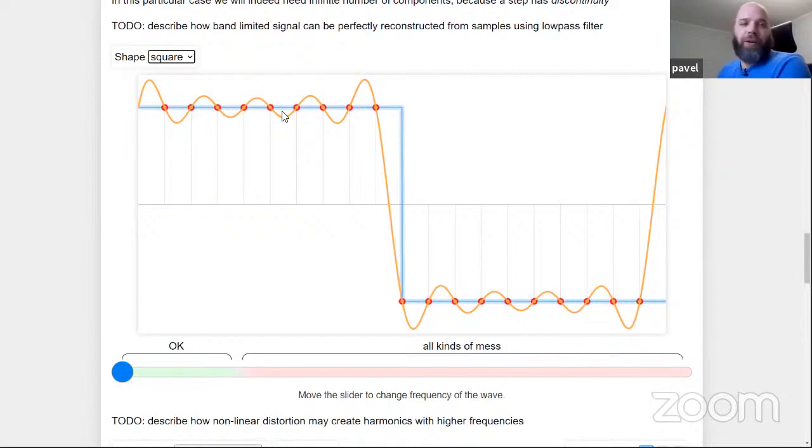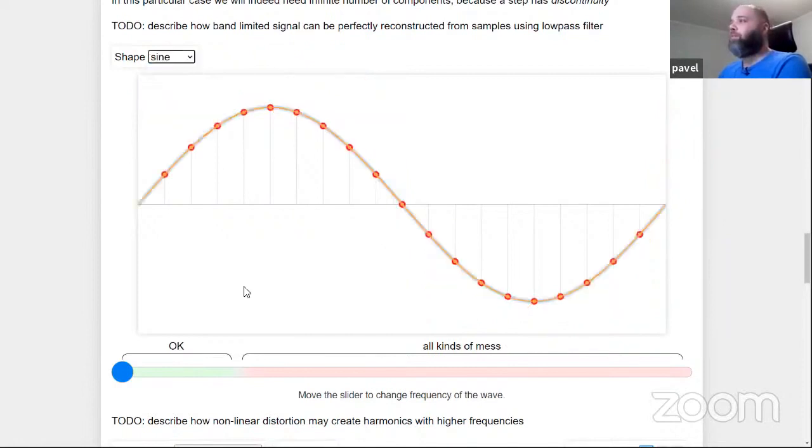And when you, for example, choose in your synthesizer wave shape which is square, you have to understand that what you get eventually is this wavy approximation.